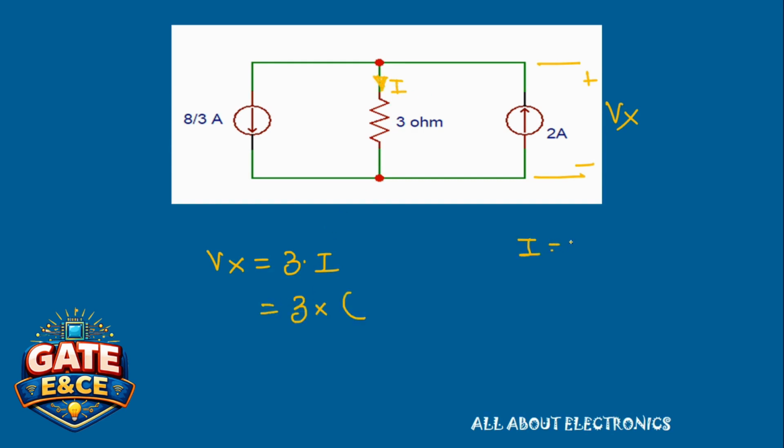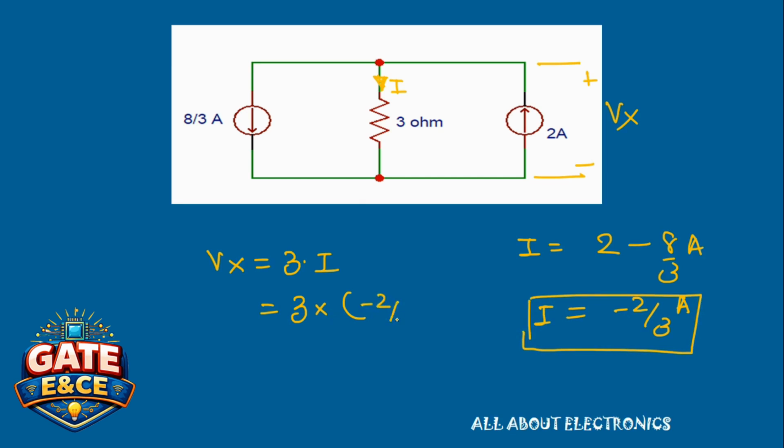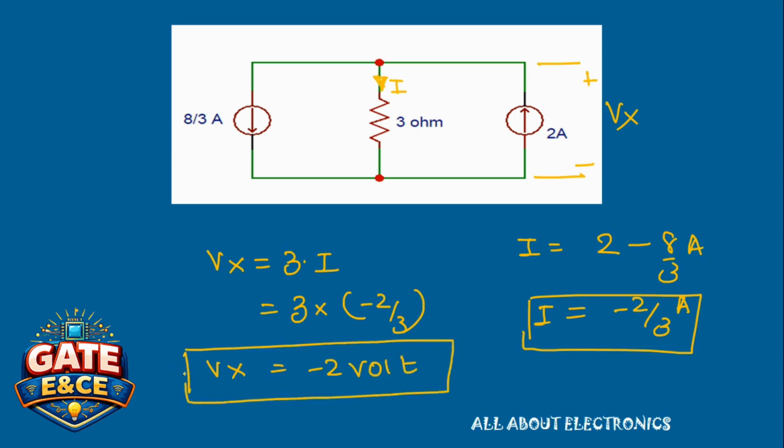So the value of I is given as 2 ampere minus 8 by 3 ampere, which comes out to be minus 2 by 3 ampere. So we can write this I as minus 2 by 3 ampere. So we will get Vx equal to minus 2 volt. So in this way, using the source transformation, we can easily simplify any circuit and find the parameters in any circuit. So I hope you understood what source transformation is and how it is useful in simplifying any network or circuit.